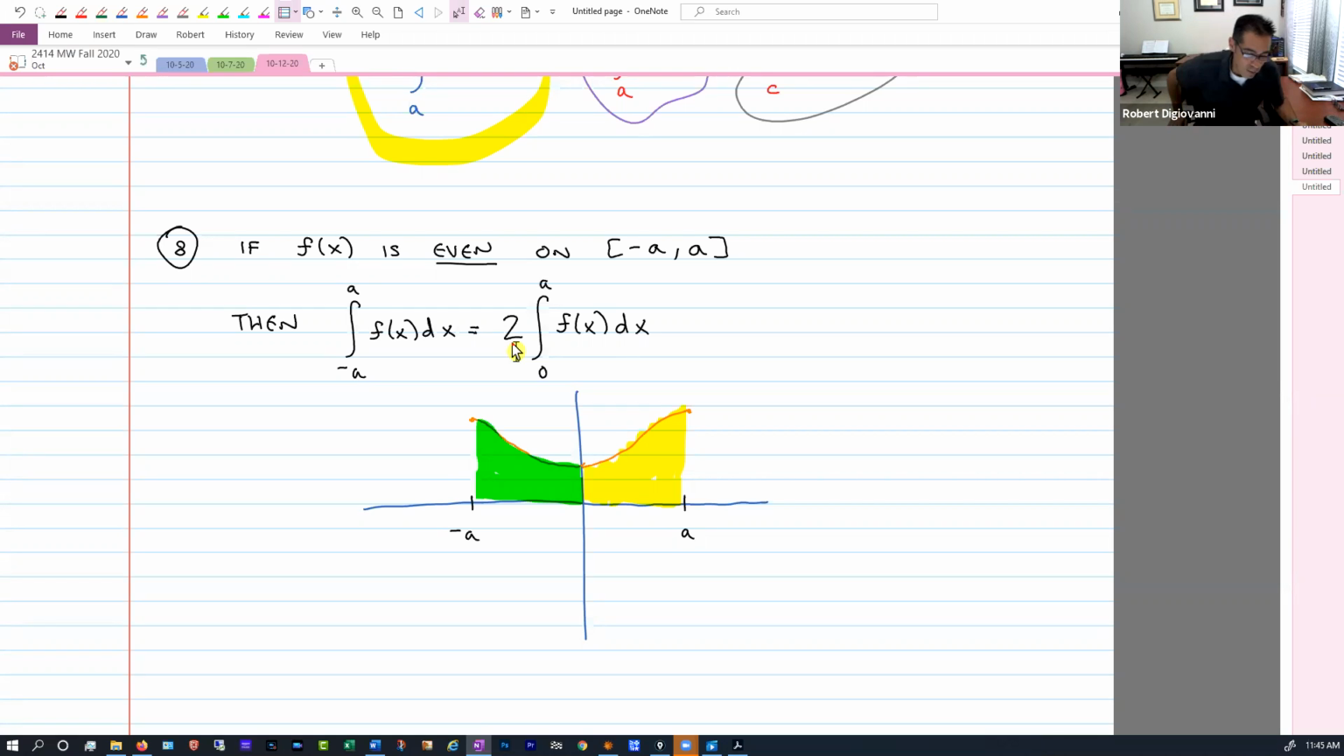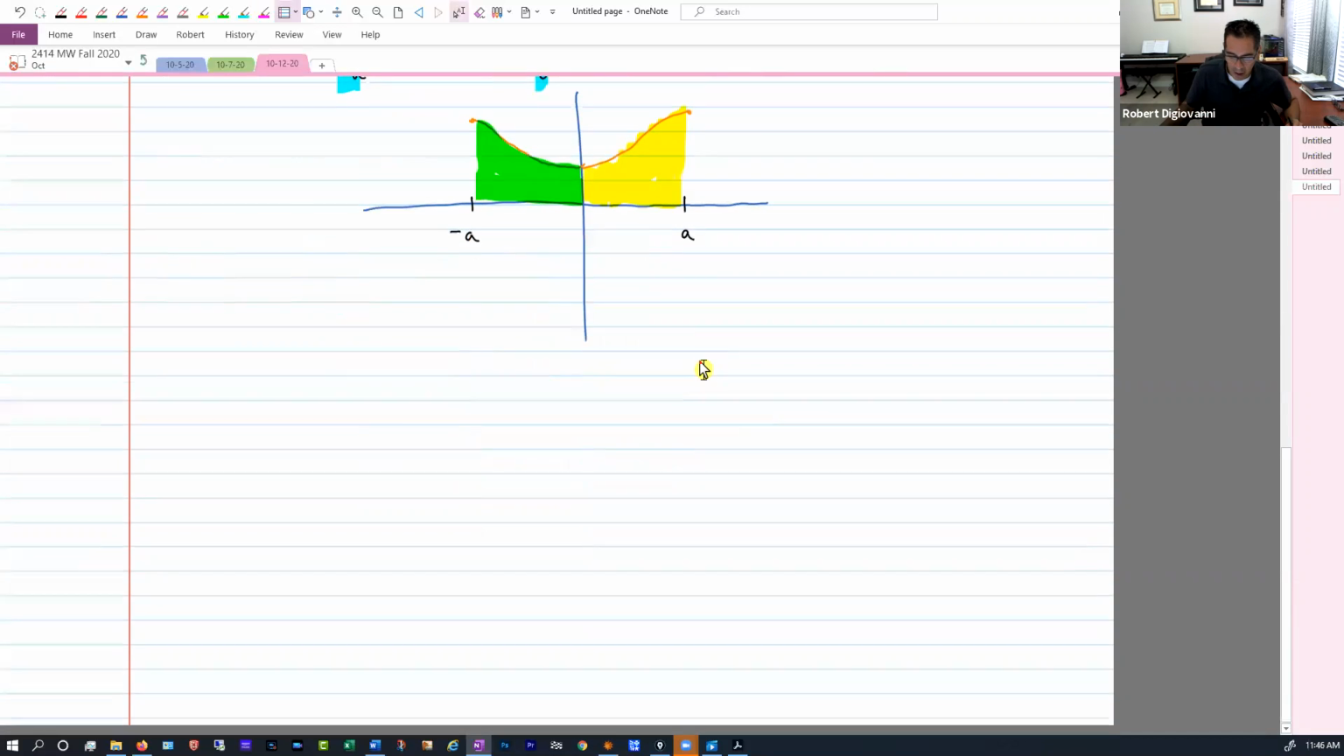And that may not seem like a very useful property. I'll be honest, it really isn't that useful. We can use it, but either way, we still have to find the antiderivative of the function. So you're either going to plug in 0 and A and double the answer, or you're going to plug in negative A and A, right? Computationally, we don't gain much from that. But property 9 is the one that's really kind of a nice one.